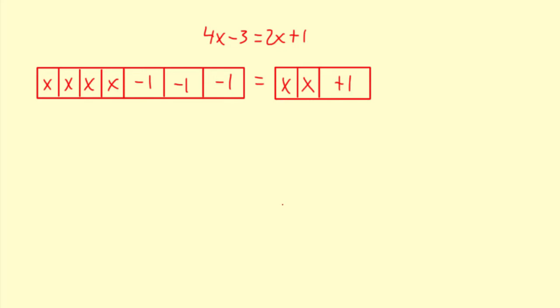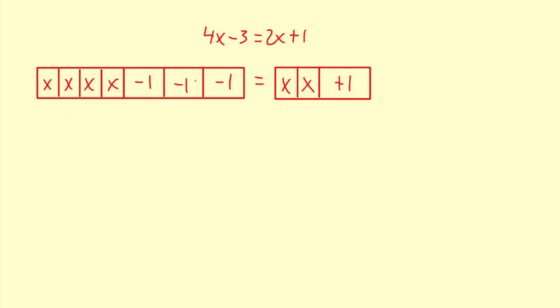So the big picture for this lesson is linear equations. So here's a linear equation, 4x minus 3 equals 2x plus 1. And I went ahead and made a visual model. This can also be called bar modeling.